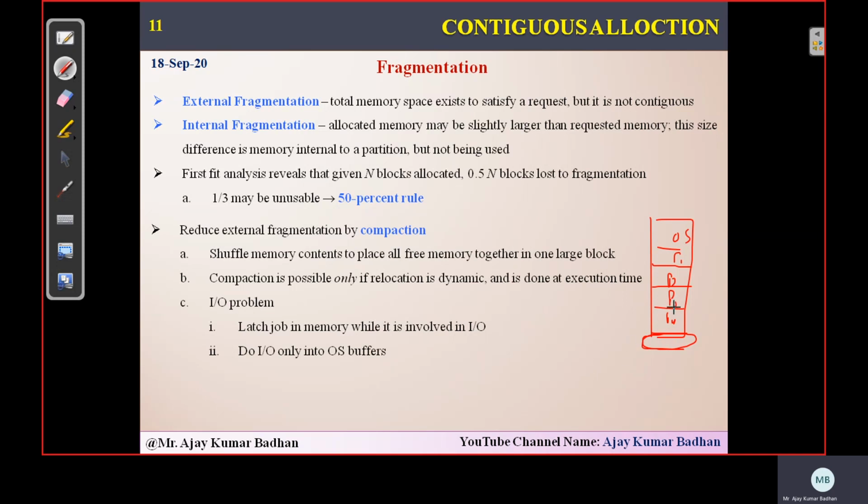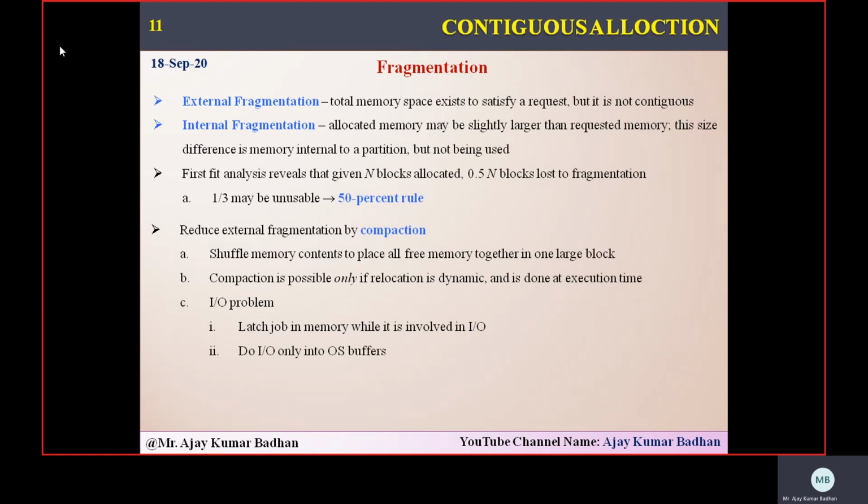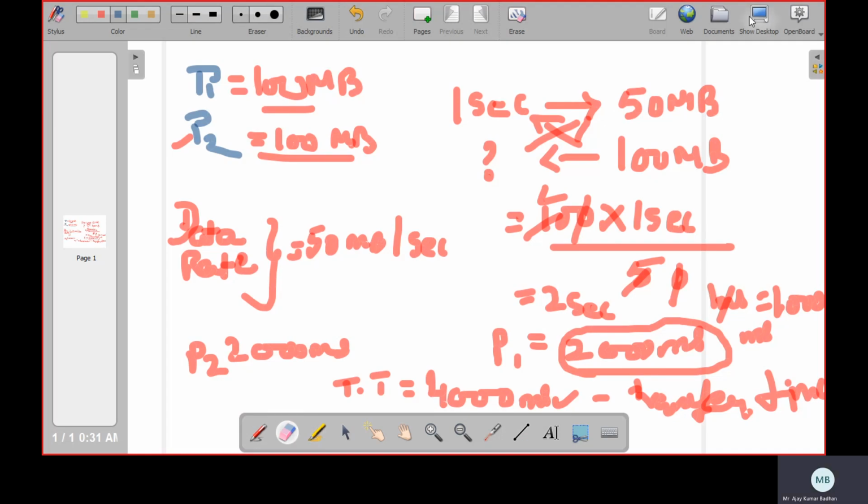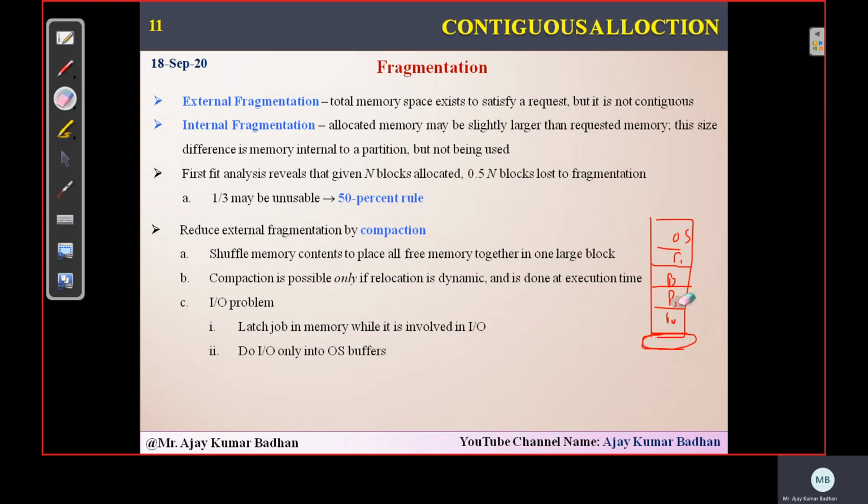Okay, same way, when process P3 has completed, another process is coming up here. Let us suppose P5 came. P5 doesn't require this much space, he requires only a small portion. Now this portion is empty right now, and here also we have an empty portion.